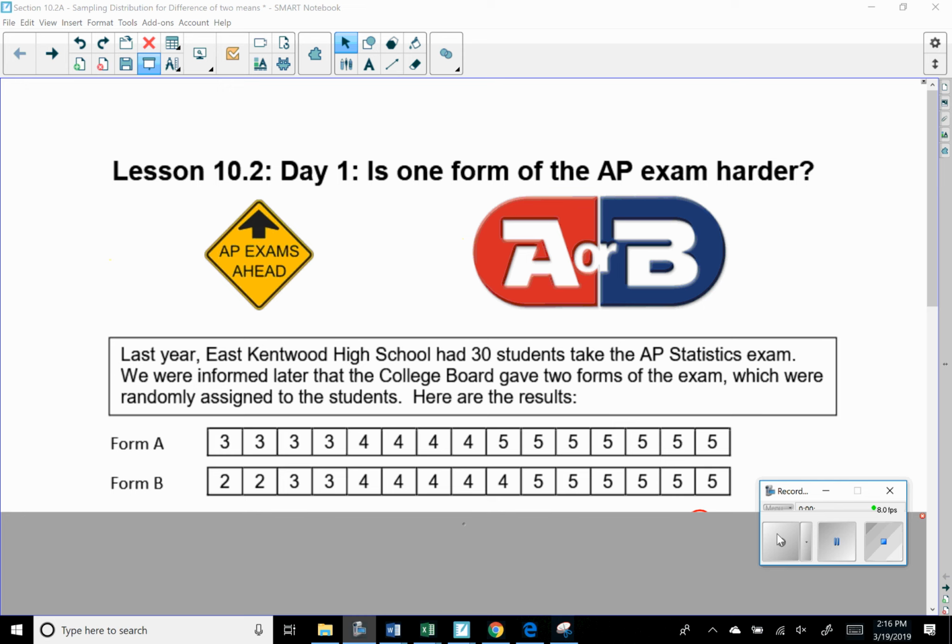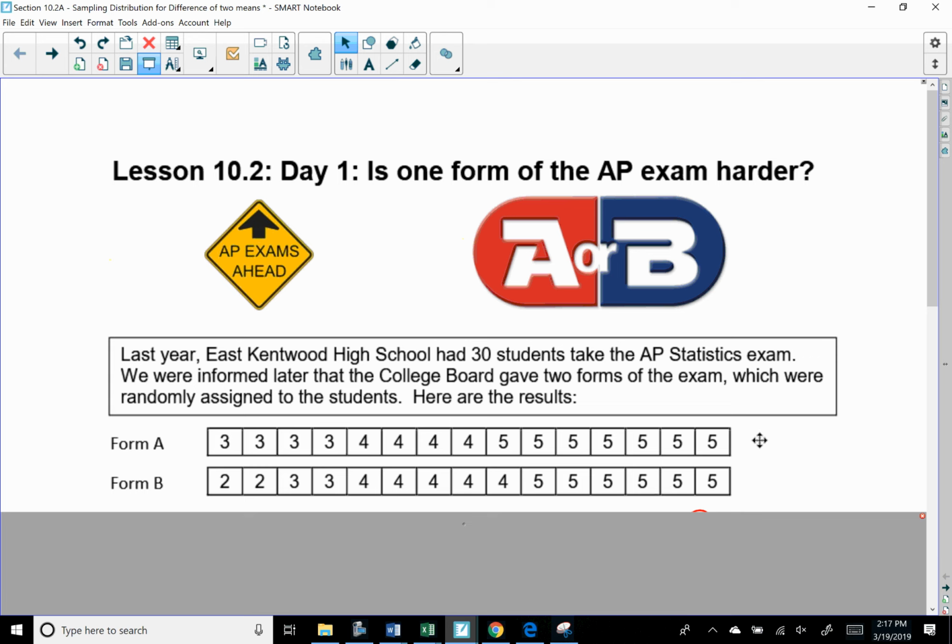So last year, East Kentwood High School had 30 students take the AP Statistics exam. We were informed later that the College Board gave two forms of the exam which were randomly assigned to the students. Here are the results. For Form A, there are 15 scores: four 3s, four 4s, and seven 5s. Form B's distribution is a little bit different: two 2s, two 3s, five 4s, and six 5s.